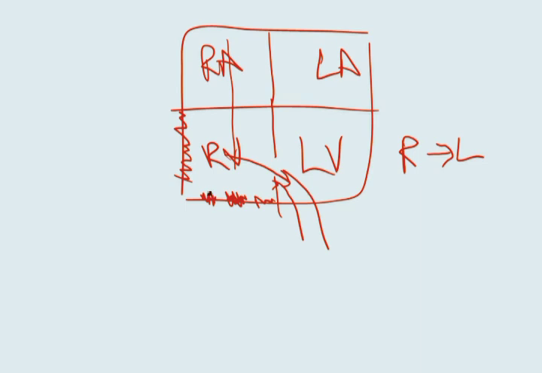Now, of course, the degree of shunting is all going to be based on this stenosis. If this stenosis is really tight, you'll get more shunting, and if the stenosis is loose, you'll get less shunting.